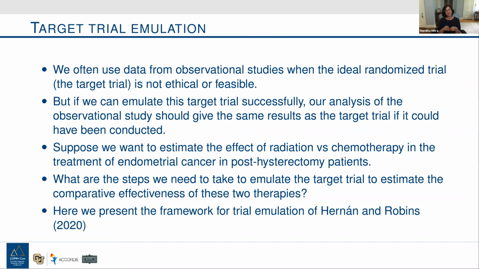And more importantly, what I try to do is sit down and think through how we can emulate a clinical trial, because there are all those advantages to a randomized trial, right? We could get the average causal effect from that. So the idea is that when we use data from observational studies, we're often doing that because the ideal randomized trial, what we're going to call the target trial, is not ethical or feasible.